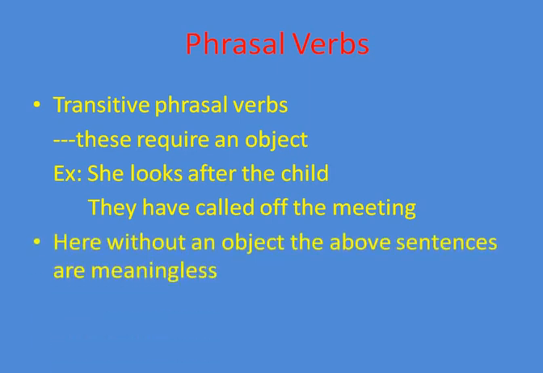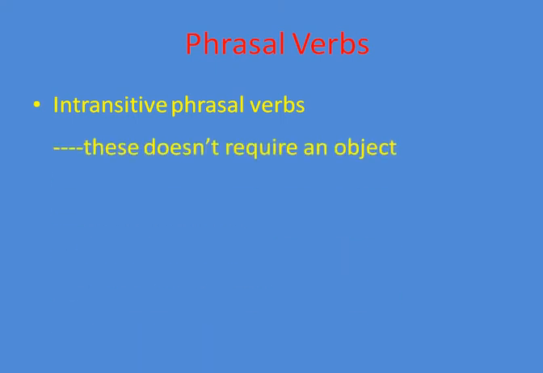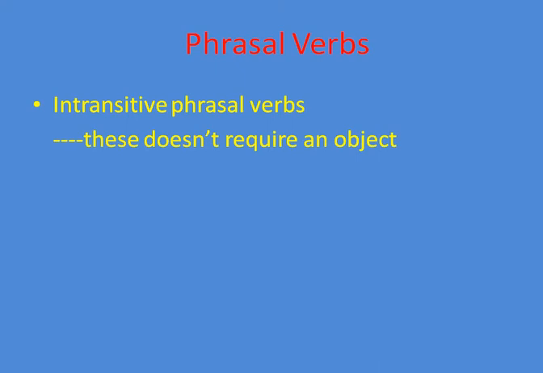Now let's try to understand. Here, without an object, the above sentences are meaningless. The second type of phrasal verbs, intransitive phrasal verbs. As the name suggests, intransitive means that it doesn't require an object.